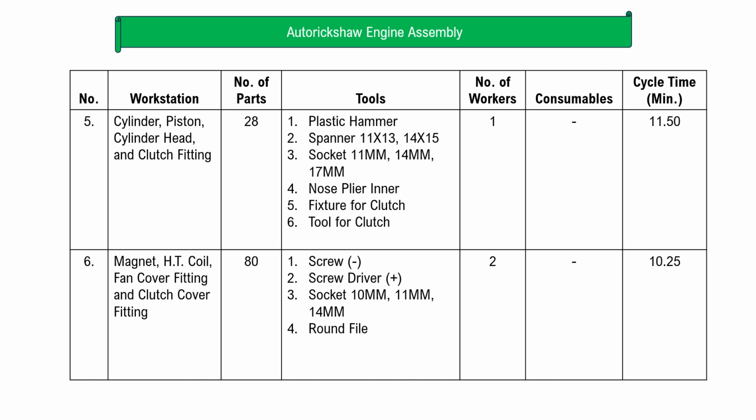Number 6. The parts to be assembled are magnet, HT coil, fan cover fitting, and clutch cover fitting. The total number of parts are 80. The tools required are screw and screwdriver, sockets, round file. The number of workers required are 2, and the estimated cycle time is 10.25 minutes.